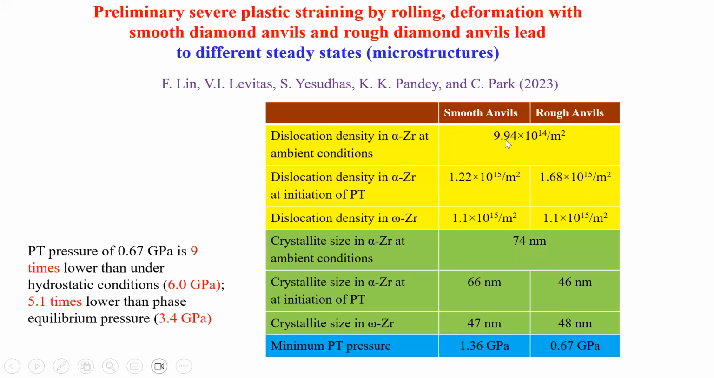Well, the problem is that, yes, first, rough diamond anvils actually significantly change the character of plastic flow and phase transformation. And you see, we actually have 3 steady states now. After rolling, we have such a value of dislocation density and crystallite size. And with rough diamonds, dislocation density is essentially larger than with smooth diamond, and crystallite size is essentially smaller than with smooth diamond. And that is why the phase transformation pressure with rough diamonds is 2 times smaller than with smooth diamond.